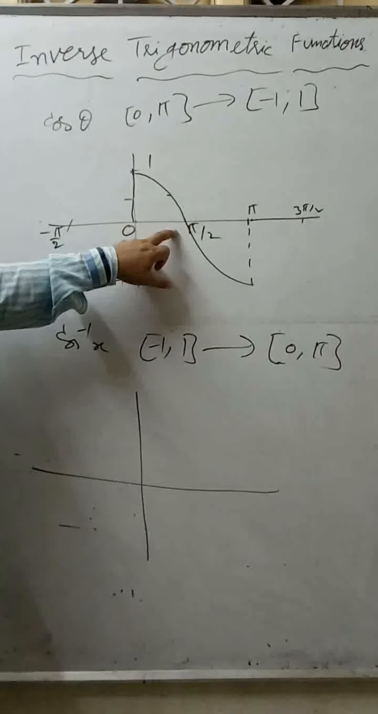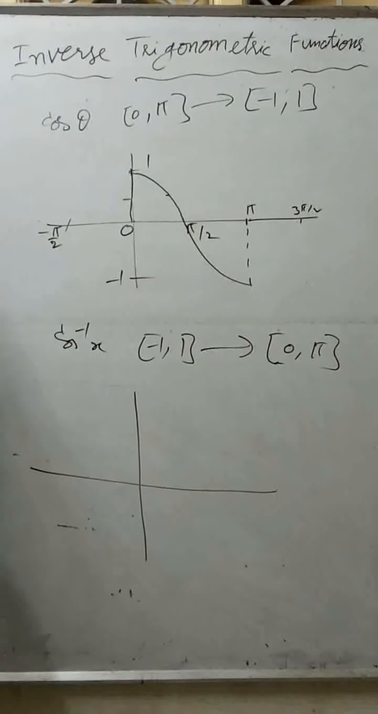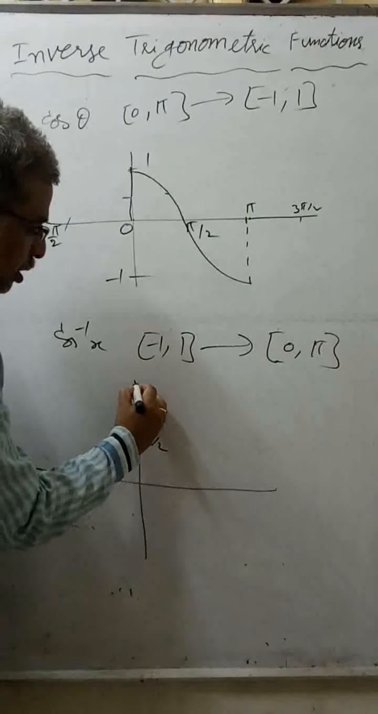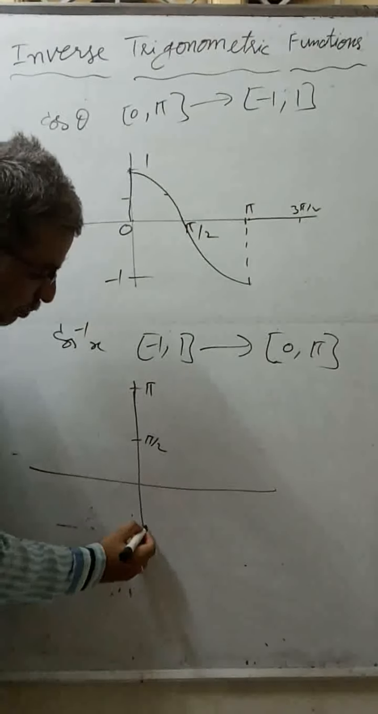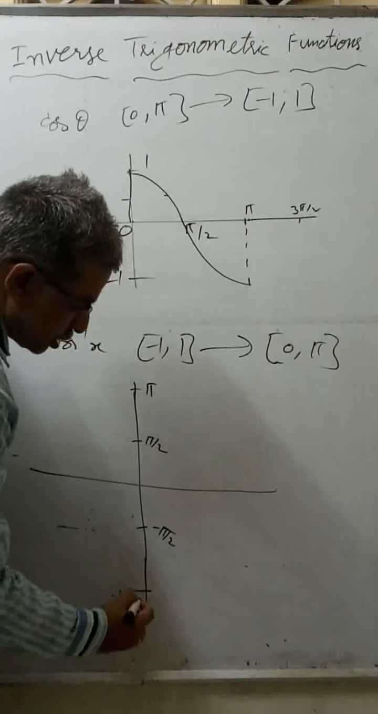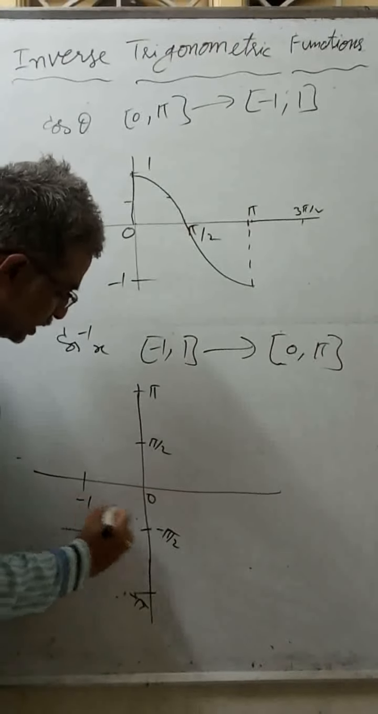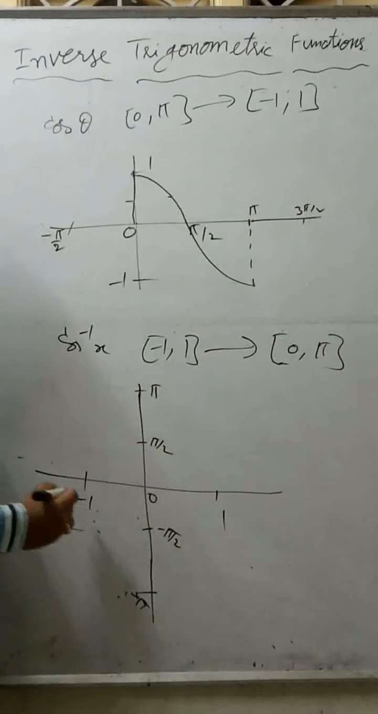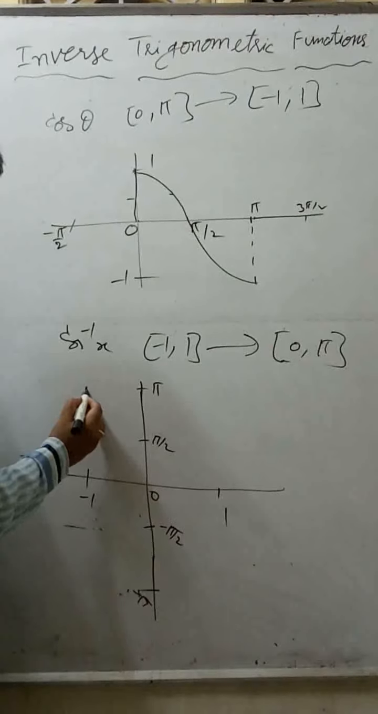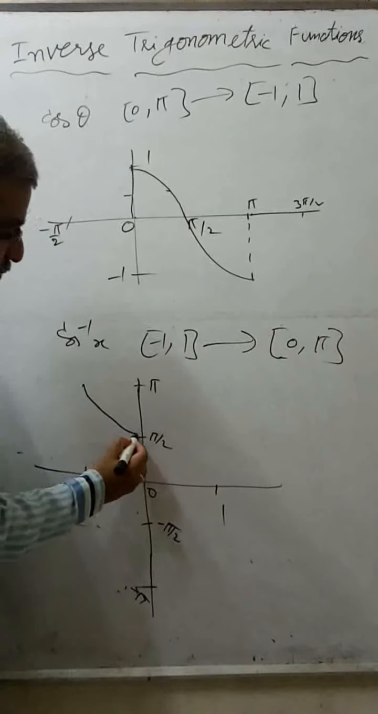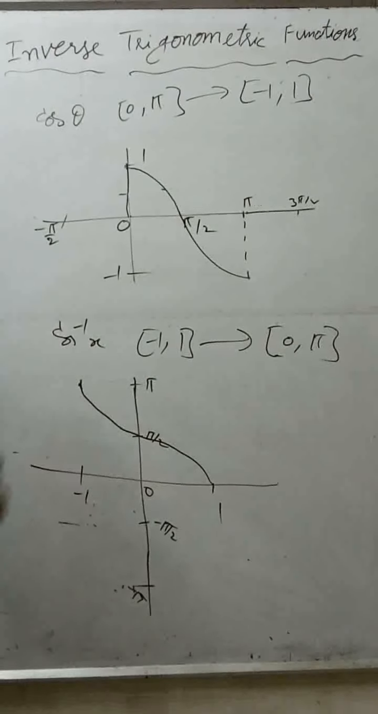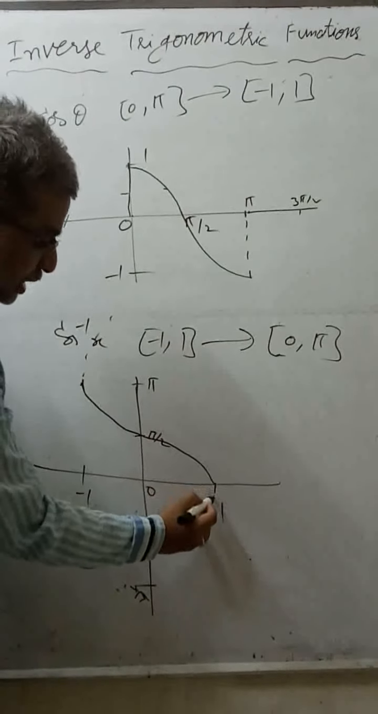Take the image of this with respect to y equal to x. You will get it like this. This is pi by 2 somewhere, pi, minus pi by 2, minus pi like this. This is 0, minus 1 somewhere, 1 somewhere. Cos pi is minus 1 somewhere here. Cos pi by 2 is 0 and cos 0 is 1. So this is the graph of the cos curve. Means you will get a curve like this with respect to the y axis.